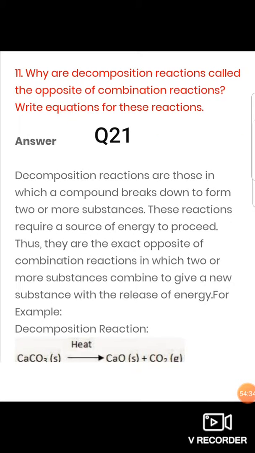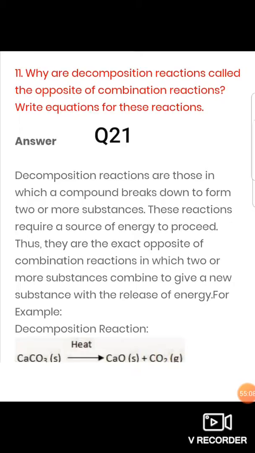Why are decomposition reactions called the opposite of combination reactions? Write equations for these reactions. Now, decomposition reactions are those in which a compound breaks down to form two or more substances. These reactions require a source of energy to proceed. Thus, they are the exact opposite of combination reactions, in which two or more substances combine to give a new substance with the release of energy.